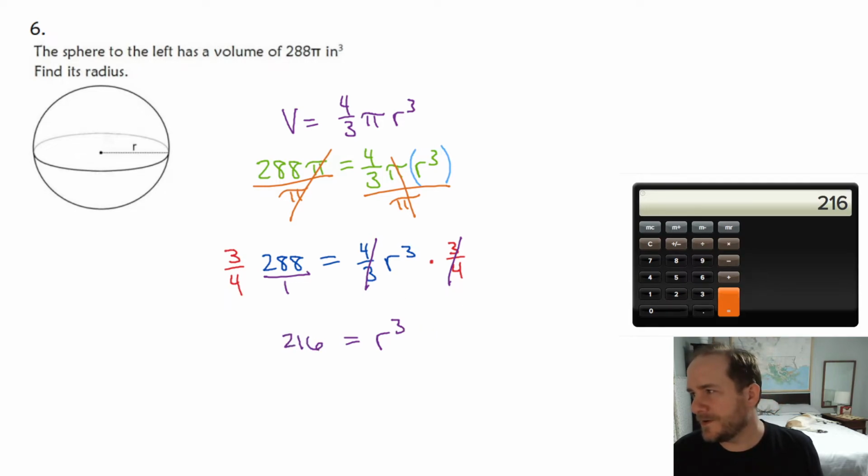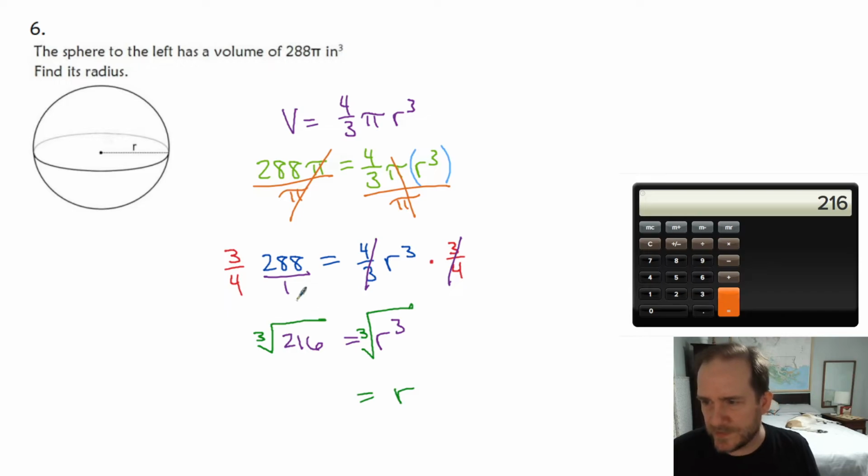And now to find r, we have r cubed. So we're not going to take the square root. What we need to do is take the cube root, and that'll get the 3 to cancel out. So by taking the cube root, we now have plain old r. But of course we have to do that to the other side too. We have to do a cube root.